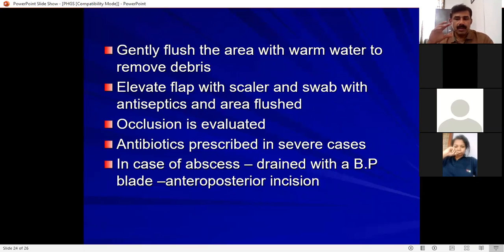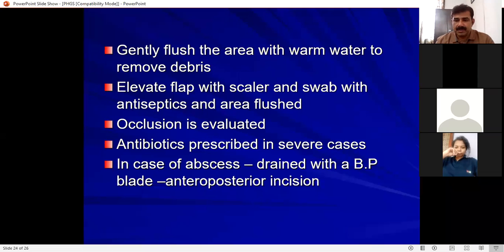Then, because the flap is enlarged, the upper teeth are always going to come and hit the lower gingiva. So the occlusion is evaluated, and in some cases, in relation to the upper aspect, you do some sort of enameloplasty so that the upper molar doesn't impinge on the tissue. And if you find that it has resulted in an abscess, or the patient is having trismus, or some of the lymph nodes are enlarged, or systemic complications are there, then you prescribe antibiotics.